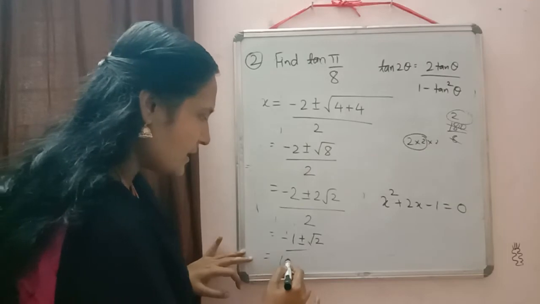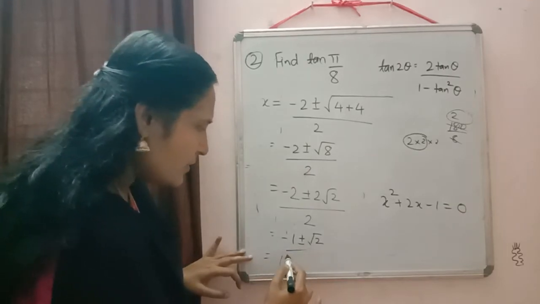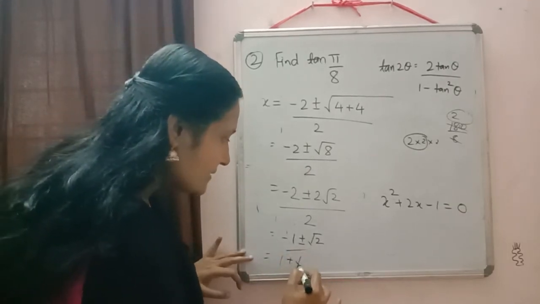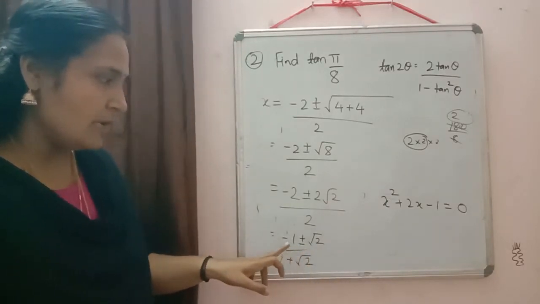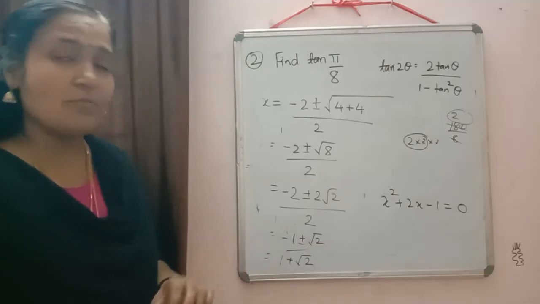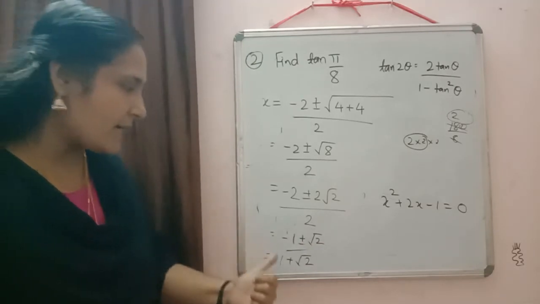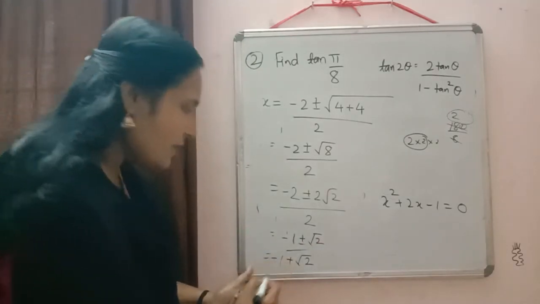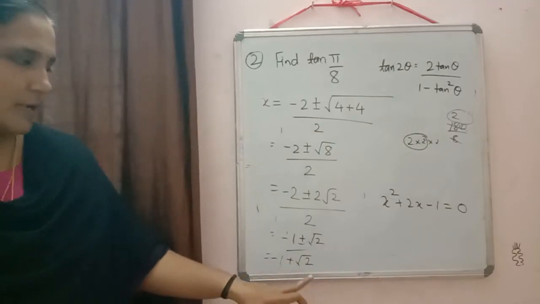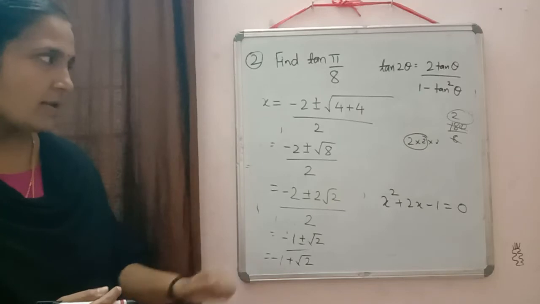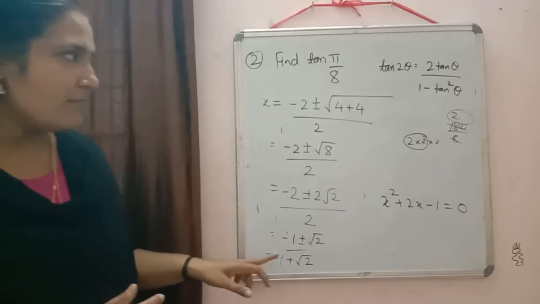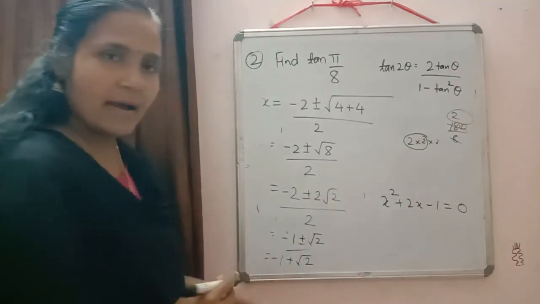So what will come there? Okay, here we don't know. Minus 1 plus root 2, because if you write minus root 2, then minus 1 minus root 2 will both come negative. So our answer is minus 1 plus root 2, because the value of root 2 is greater than 1 there. So it will come positive. So this is the value of tan pi by 8.